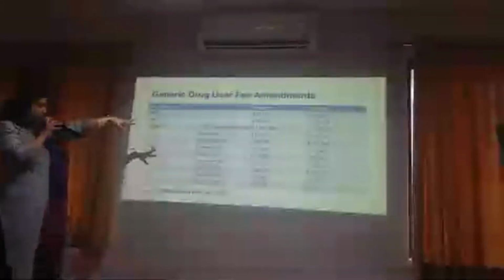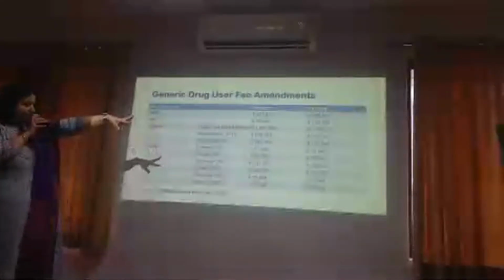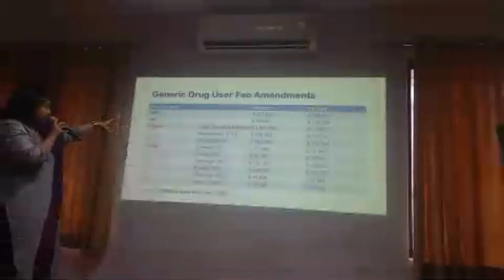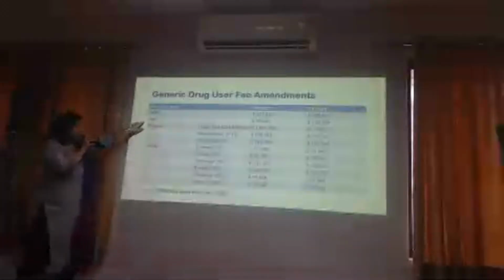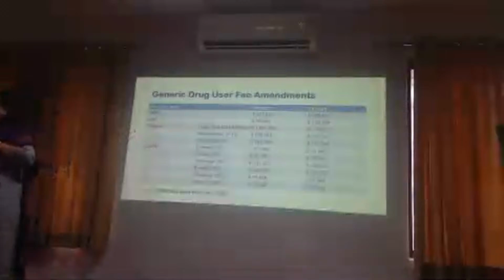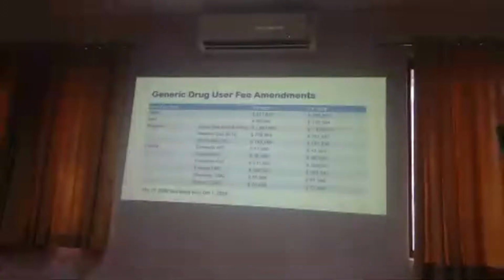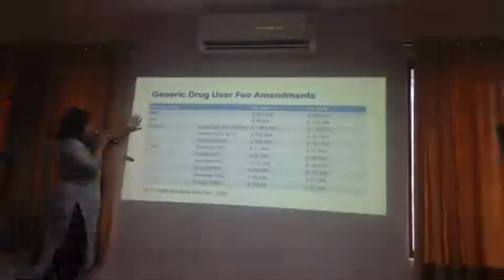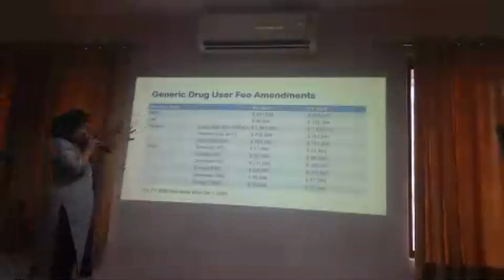So for the DMF also, 95 lakh, now it is becoming 1 crore. So why is this also important? When you select the API vendor for the development, you need to check that the vendor has paid the GDUFA fee. If the vendor has not paid the GDUFA fee and you have selected that vendor, your application will be refused.